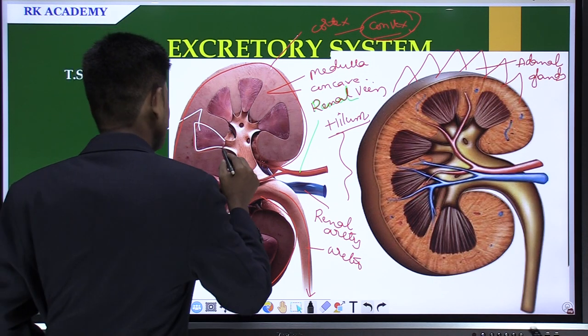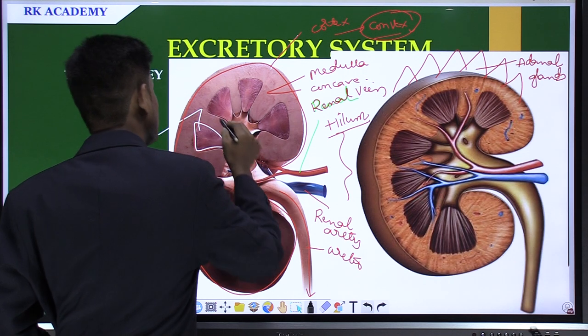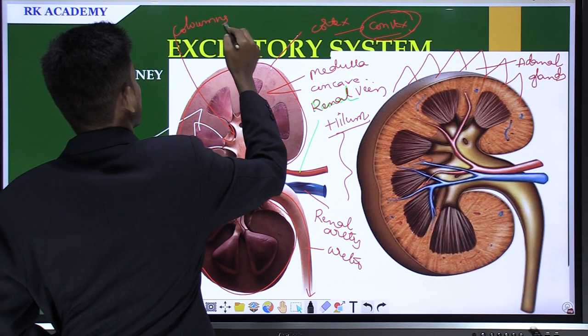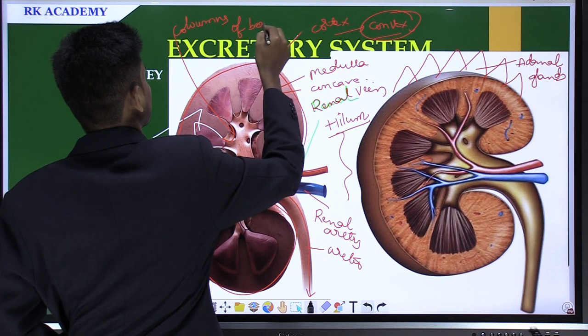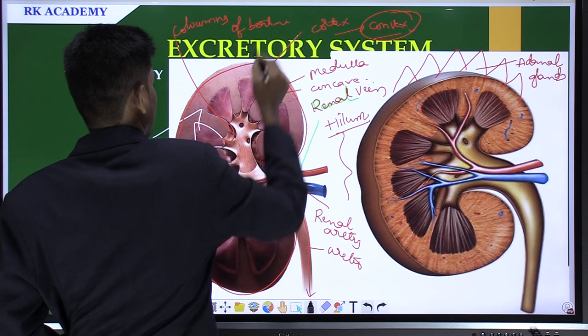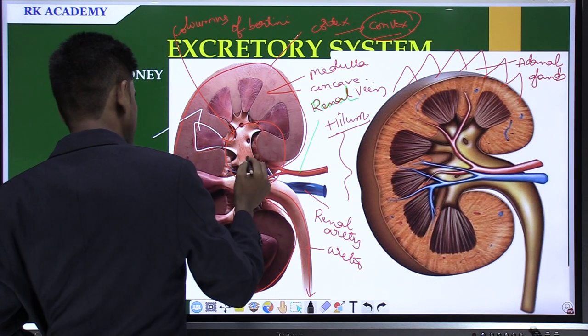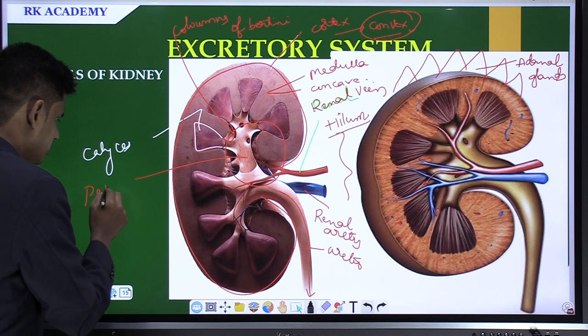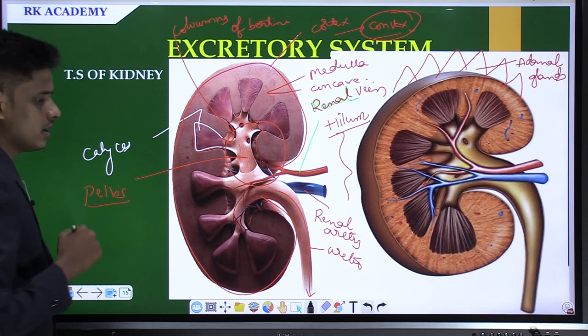These particular regions are called columns of Bertini. And this particular region is called the pelvis.